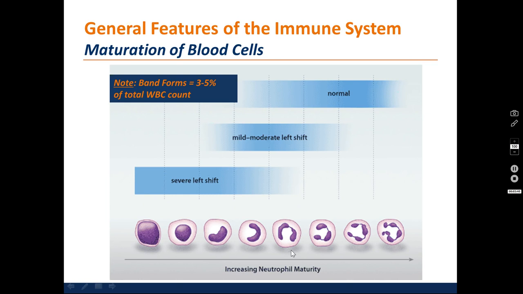One thing that we can look at to identify these shifts to the left and shifts to the right is that banded forms should be roughly 3 to 5%. Anything more than that 5%, we're starting to have a little bit of a shift to the left. And when we start seeing more than 10%, we have a pretty severe shift to the left. This is when we should start thinking that somebody may have a bacterial infection.